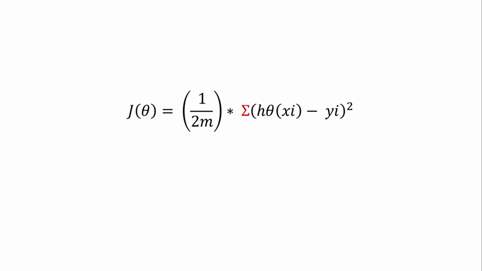The sigma symbol denotes a sum, where we iterate over all the data points. For each data point, we calculate the difference between the predicted value h theta of xi and the actual value yi. We square this difference to ensure positive values and emphasize larger errors.